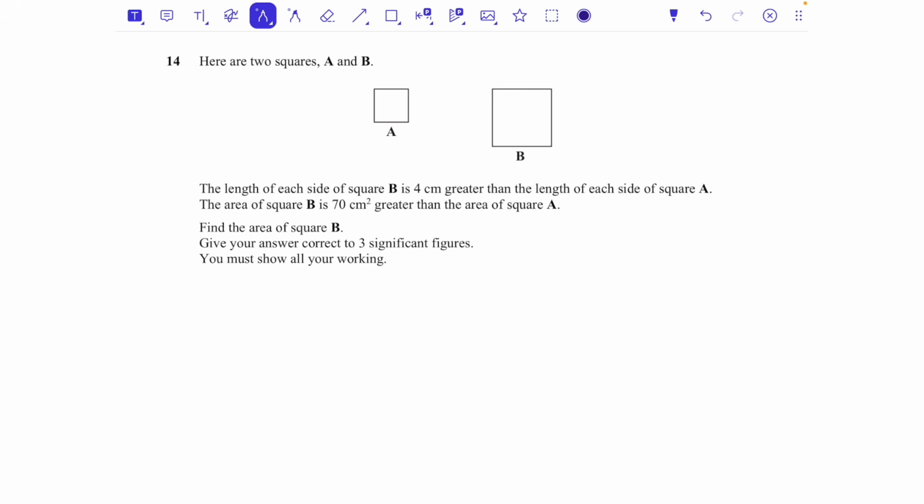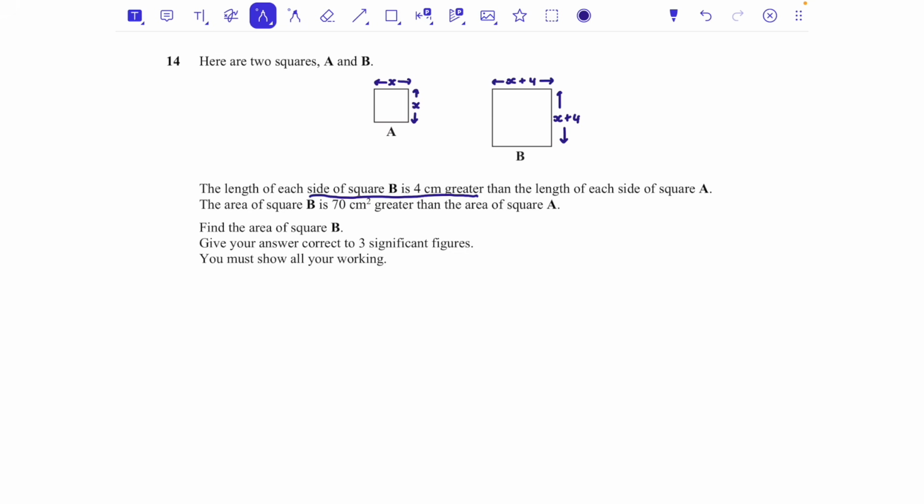Okay, so we don't know how long either of these squares are. So I'm just going to say that this one has a side length of x, and therefore, because we know that the side of square B is 4 centimetres bigger, I can say that this one is x add 4. Now remember that because they're squares, that would be the same in both directions. So this one would also have a height of x, and this one would have a height of x add 4 as well.